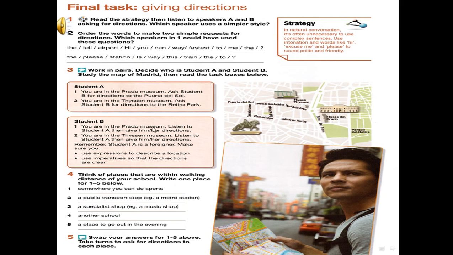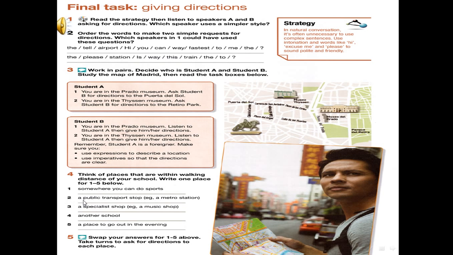Right, here about places, let's say about places around your school or about your university. You write names of places here. For example, one place, somewhere you can do sports. Can you do sports here in a place or in an area near your university or near your secondary school? You say name of a place.